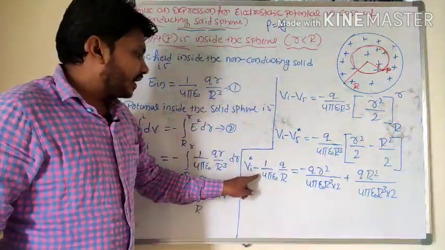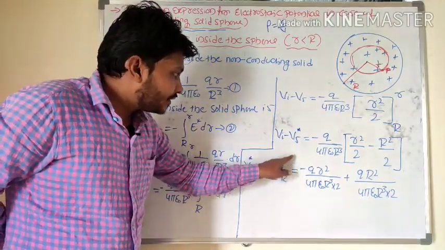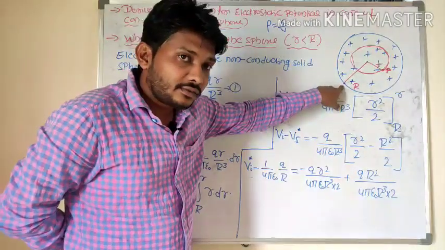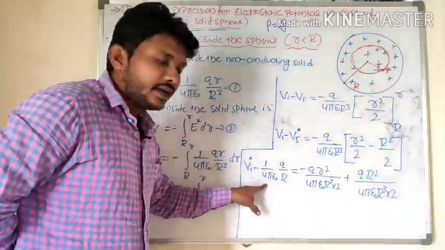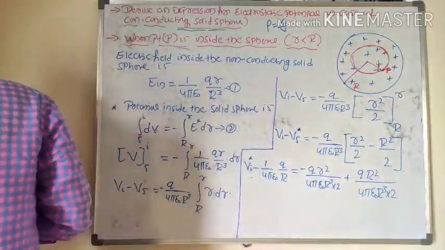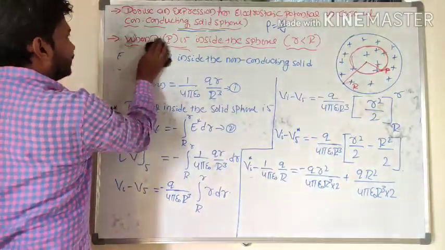So V of I minus of 1 by 4 pi epsilon naught q by r. Why do I write this equation? Because I know the equation for potential at the surface of the solid sphere. So this is the required equation. Just multiply these equations, and now I will further simplify this equation.